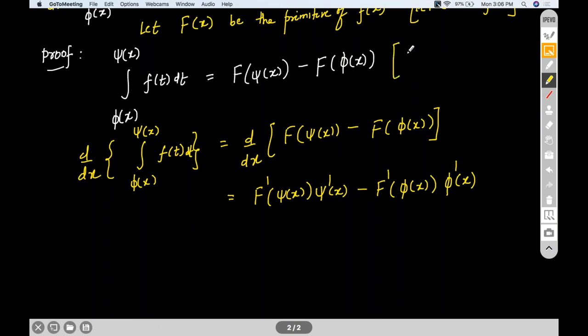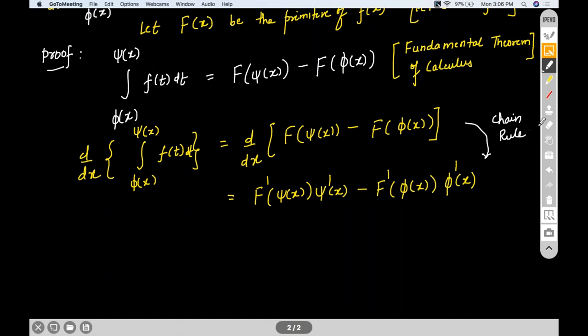So this is through the fundamental theorem of calculus. We all know this is FTC, the fundamental theorem of calculus. So what I did, I wrote the fundamental theorem of calculus, I differentiated both sides with respect to x, and on the right hand side, I applied chain rule. So this result comes from the application of chain rule, which we all know very well.